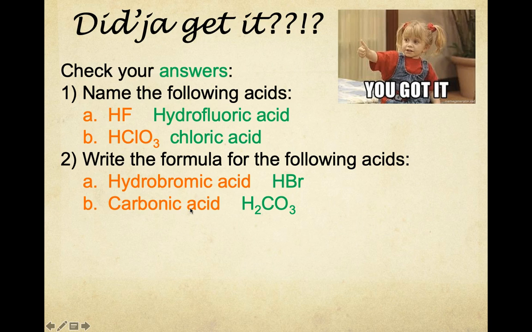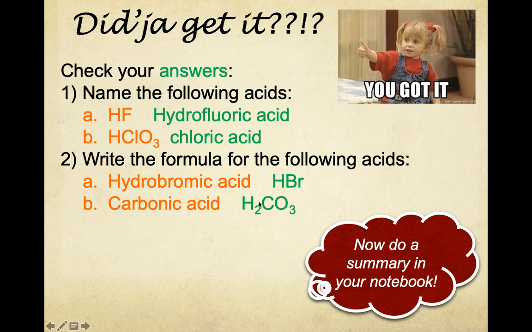Carbonic acid, well, this does not have hydro, which means you do have oxygen. So you find on your ion guide sheet what ate ending sounds like carbon. All right, well, there's a carbonate. Carbonate is CO3, but it has a -2 charge. So I need 2 hydrogens to balance that -2 charge on carbonate, carbonic acid. All right, hopefully that made sense.